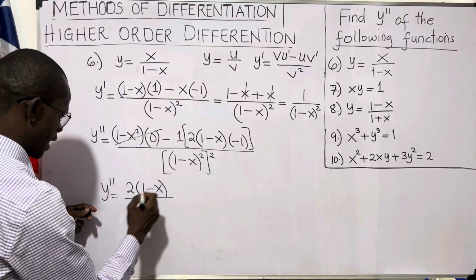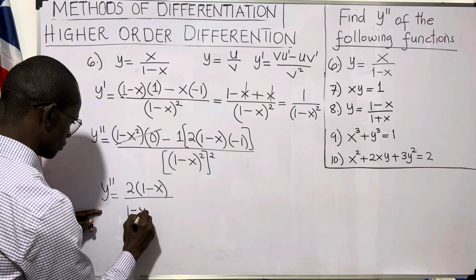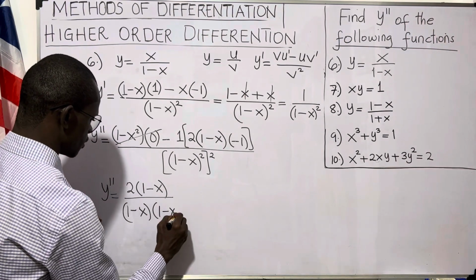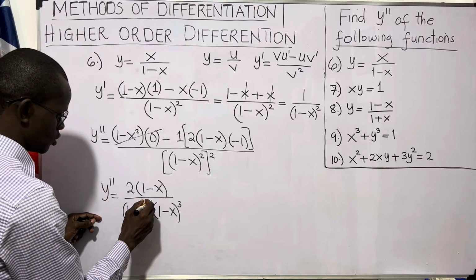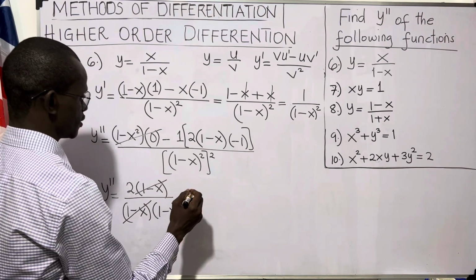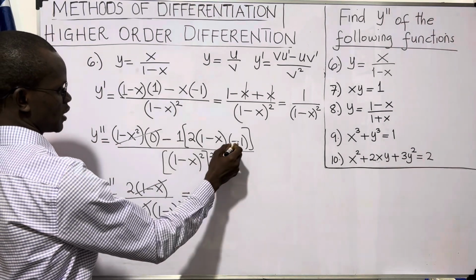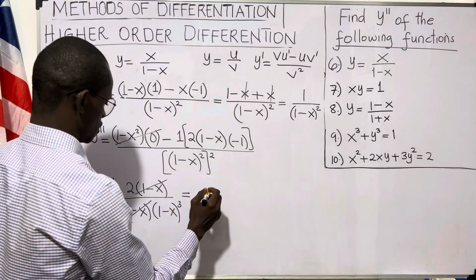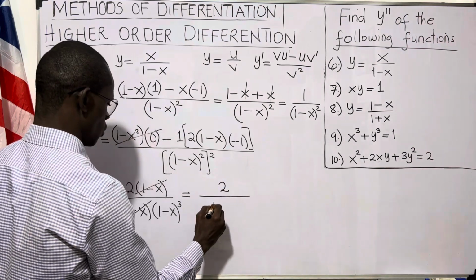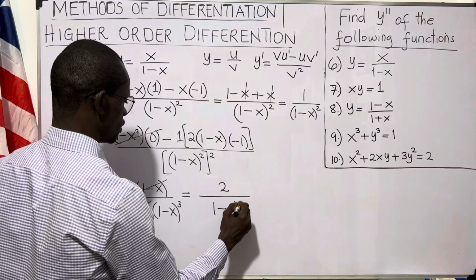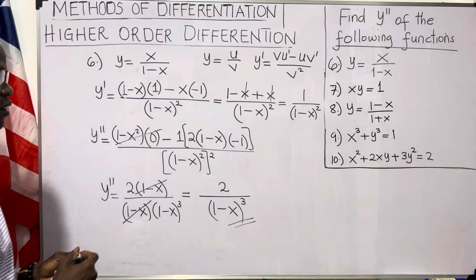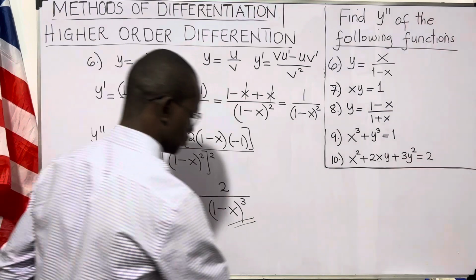So if we take 1 minus x out of it, we'll be left with 1 minus x raised to the 3rd power. So this will cancel this expression, right? So we'll be left with, now this negative is not here because negative times negative is positive. So we'll be left with 2 all over 1 minus x raised to the 3rd power. So this is the second derivative of the function.